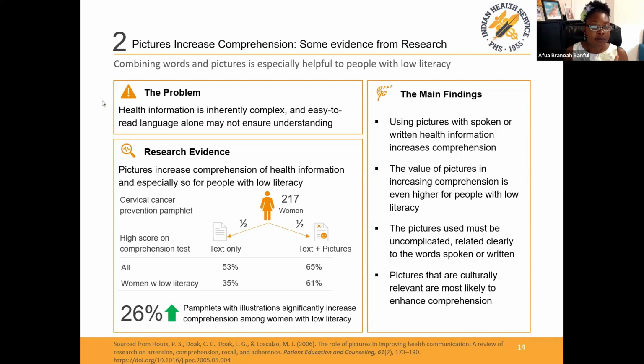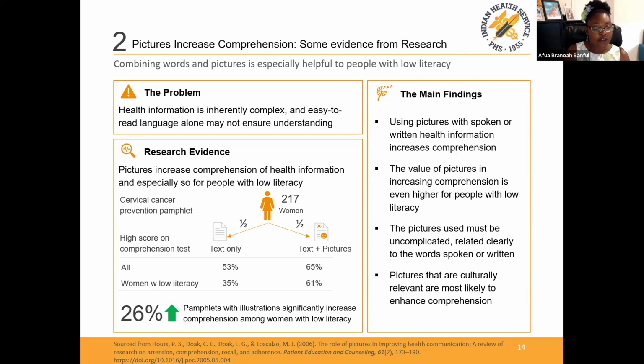So here is a very important piece of information that comes from the literature and the research: combining words and pictures, even if it's easy to read words, combining that with pictures is helpful, especially to people with low literacy, right? So let me tell you a story again from the research. This one was about sharing cervical cancer prevention information. Again, I put the number here just so you see it was a good size number, 217 women.